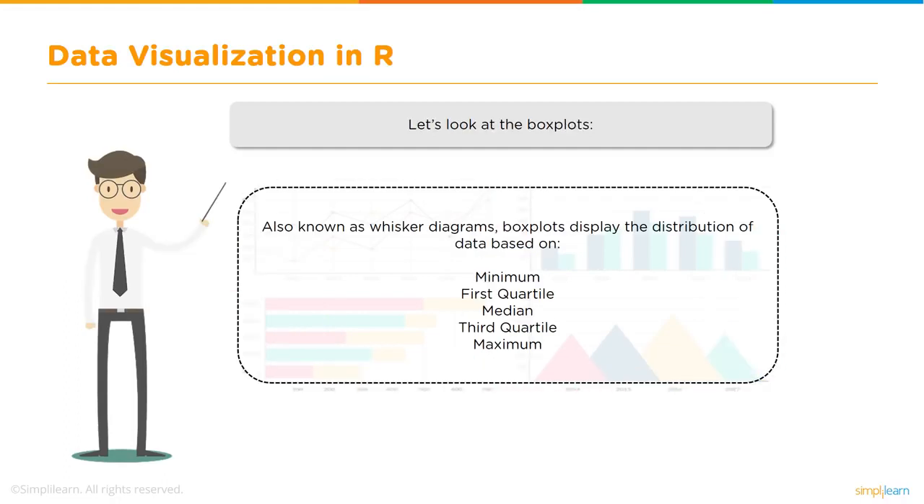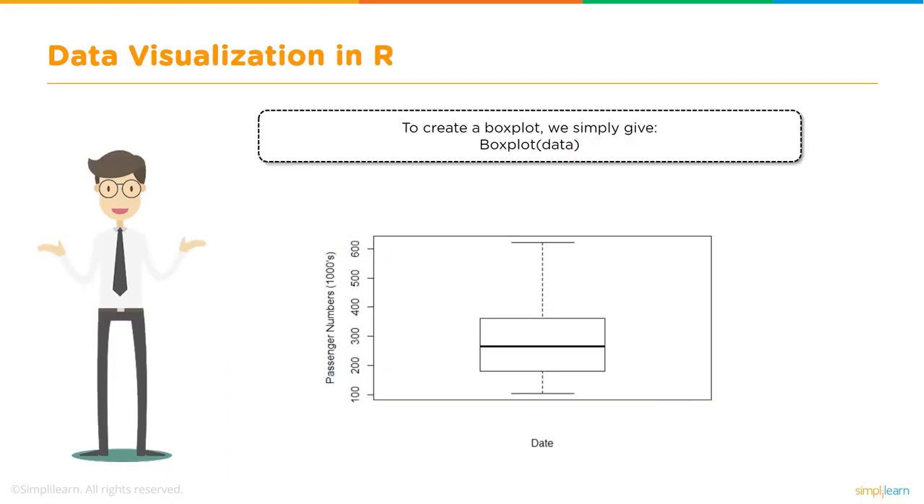Let's look at the box plots, also known as whisker diagrams. Box plots display the distribution of data based on minimum, first quartile, median, third quartile, and maximum. So right off the bat, we can use a box plot to explore our data with very little work. To create a box plot, we simply give boxplot and the data. Very straightforward. So we might have passenger numbers in the thousands. I guess this is exploring data dealing with airplanes. And you can see here they just have a simple plot.